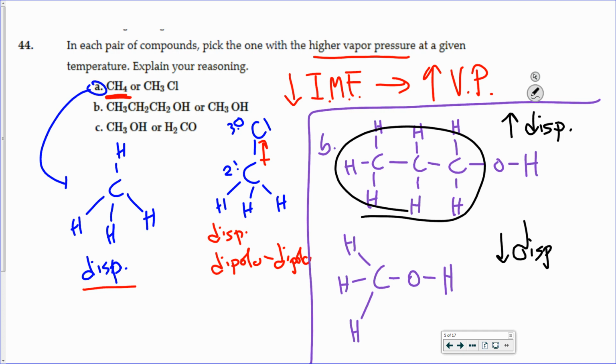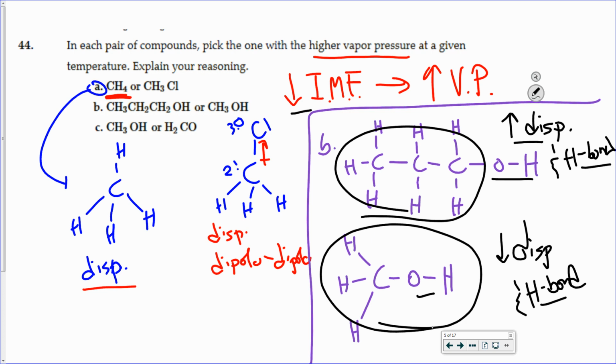This much smaller. Now they both have another thing that's common to them, and that's the OH bond. So they both have hydrogen bonding, but that's common to both of them. It's not unique to one over the other. So they both can hydrogen bond. The thing that makes them different is the dispersion forces. So the one that has the highest dispersion forces is going to be the one that interacts the most. We want the one that's the lowest. So this guy is going to have the lowest intermolecular forces and the highest vapor pressure.